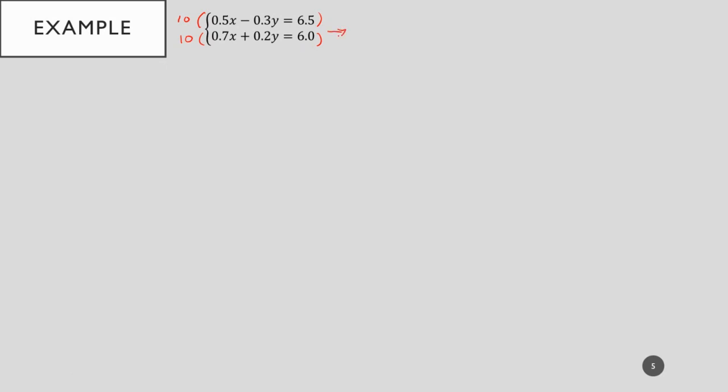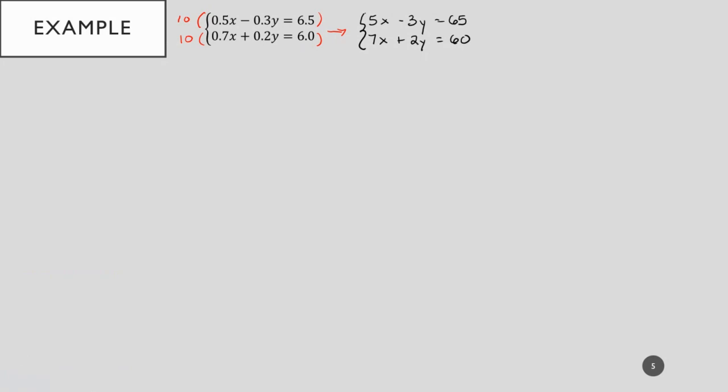And so I'm going to just move that over. Essentially, 0.5 times 10 is moving the decimal 1 place, so this is going to give me 5x. Then I get minus 3y equals 65. And then 7x plus 2y equals 60. So now that is my new system.